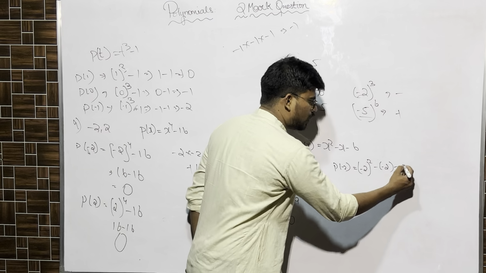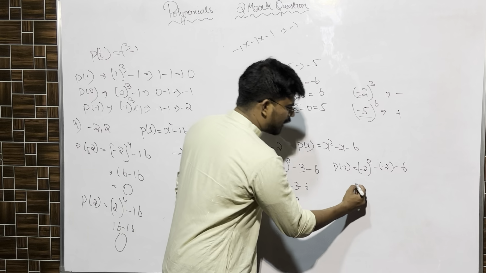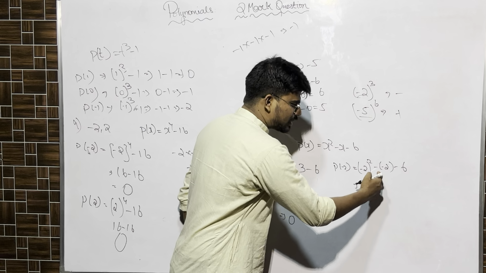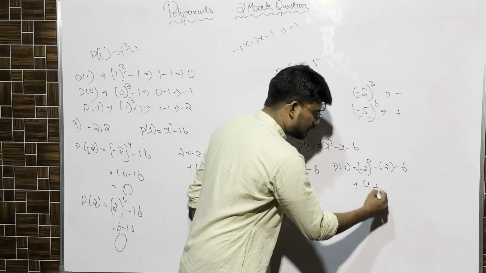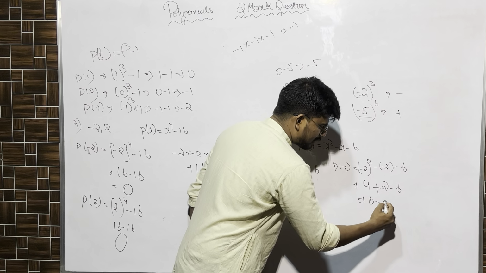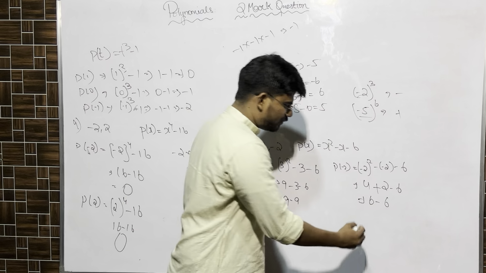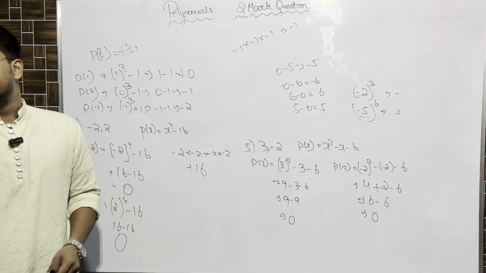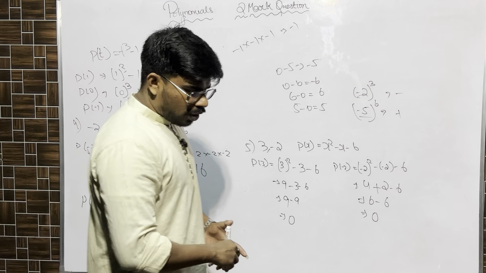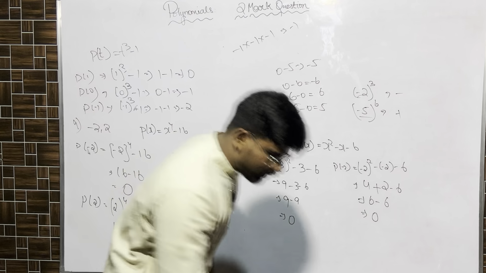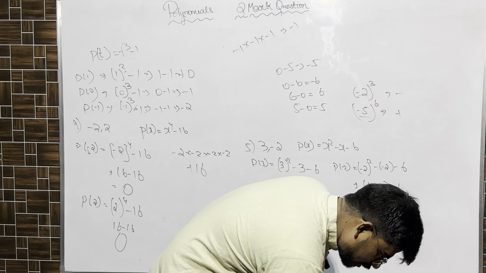Here minus of minus 2 minus 6. Minus 2 whole square is 4, plus 4. Minus into minus is plus 2, minus 6. 4 plus 2 is 6. 6 minus 6 is 0. So therefore 3 and minus 2 are zeros of the polynomial. We have to check and let them know. Similar kind of questions. Yes, very easy questions.